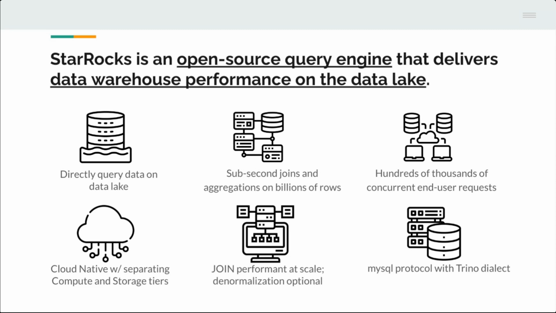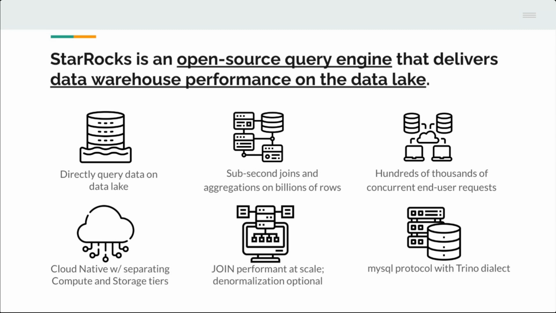So you can say, I want 3 compute nodes and 10 storage nodes. Or I want 10 front end nodes and only 3 storage nodes. You can elastically scale them as you see fit.